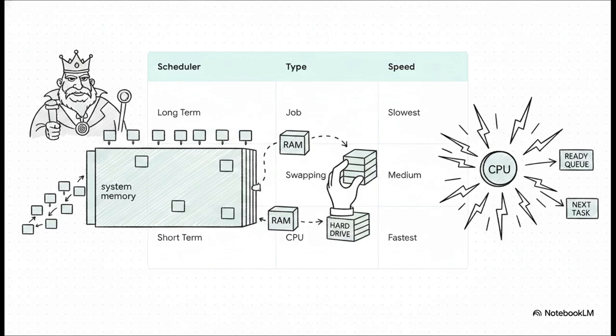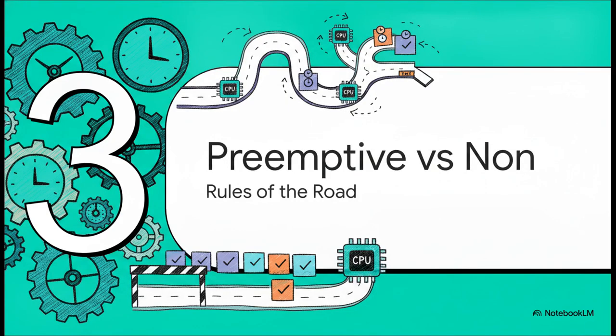Then, stepping it up a bit, the medium-term scheduler handles swapping, basically temporarily moving suspended processes out to a hard drive to free up RAM. But the absolute star of our show is the fastest of the bunch, the short-term CPU scheduler. This one is lightning fast, making split-second decisions to pick from the ready queue and dispatch the CPU to the next lucky task.